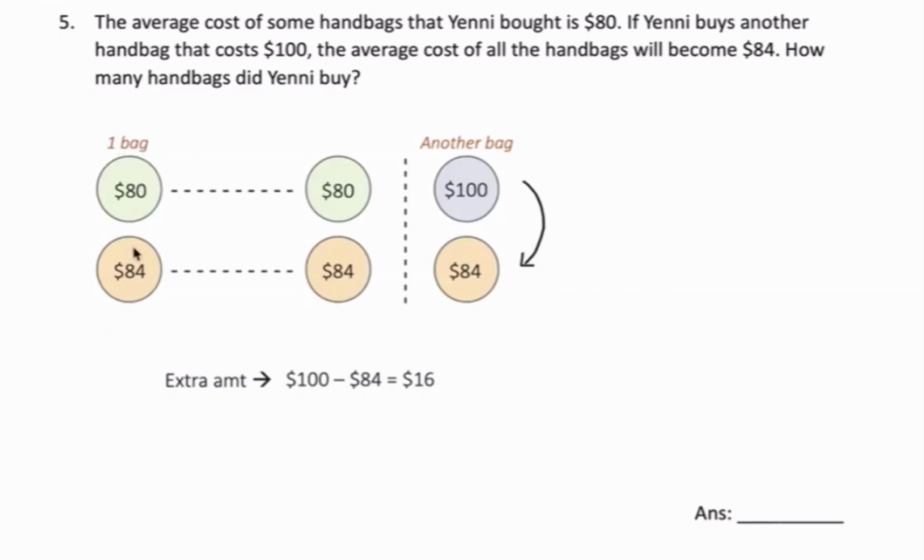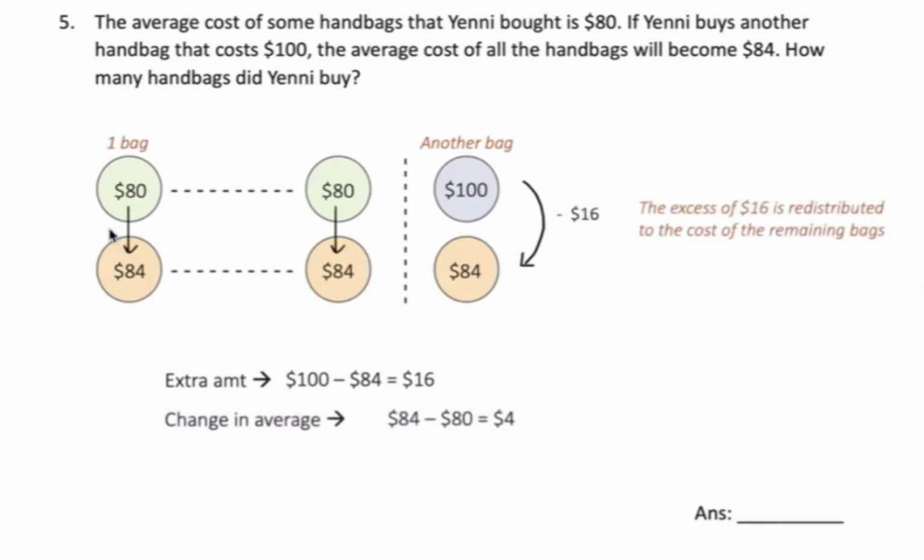So I know for each of them, the difference is 84 minus 80, which is 4, right? Each group is 4. And all the differences in the groups must add up to a total difference of 16. So if I use 16 divided by 4, I get 4. And what does 4 mean? It means there are 4 groups here.